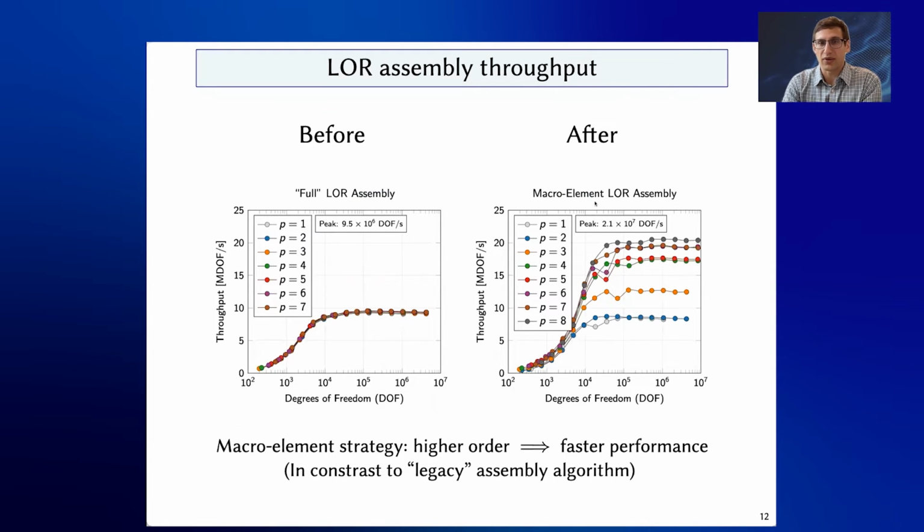The peak performance for assembling the matrix is about 21 million degrees of freedom per second on a single GPU. And we're recovering the standard behavior for higher order finite elements, that we get faster performance as the order of the method increases.